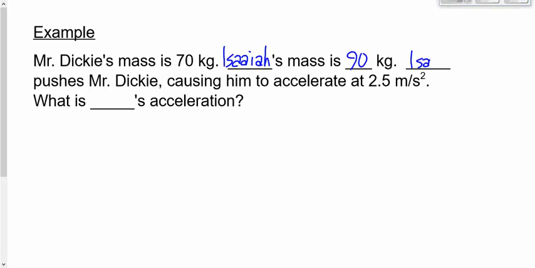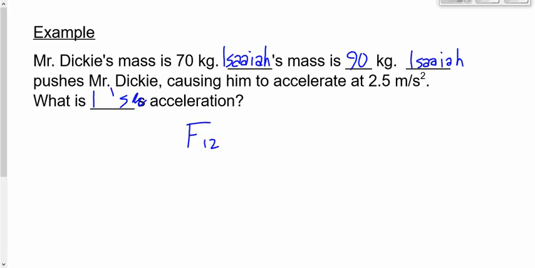Isaiah pushes Mr. Dickey, causing him to accelerate at 2.5 meters per second squared. What is Isaiah's acceleration? Do you think Isaiah is going to accelerate more or less than me? How come? But wait a sec. If Isaiah applies a force on me, then I apply an equal and opposite force on him. But it's mass times acceleration. So if he has more mass, he's going to have less acceleration because with the same force, more mass, less acceleration.